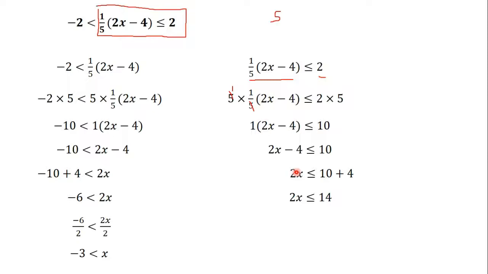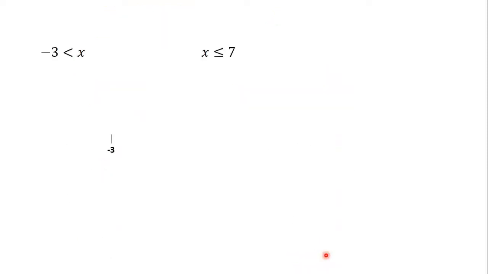So here we divide through by the number attached to x, which is 2. You divide through by 2 and you are going to have 2x divided by 2. Then you have your less than or equal to sign, 14 divided by 2, and x is less than or equal to 7. So here we have x is greater than negative 3 and x is less than or equal to 7. We have our two answers here.